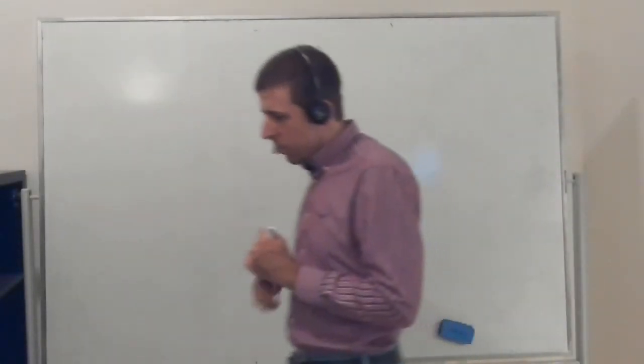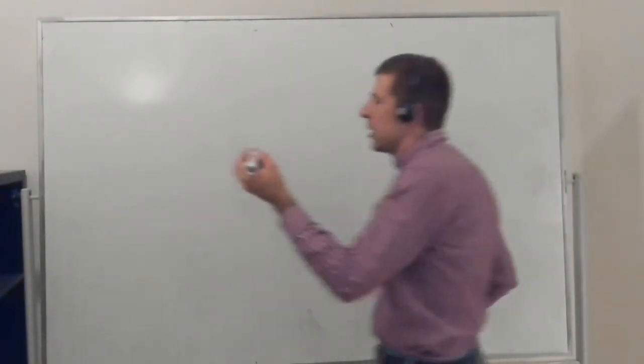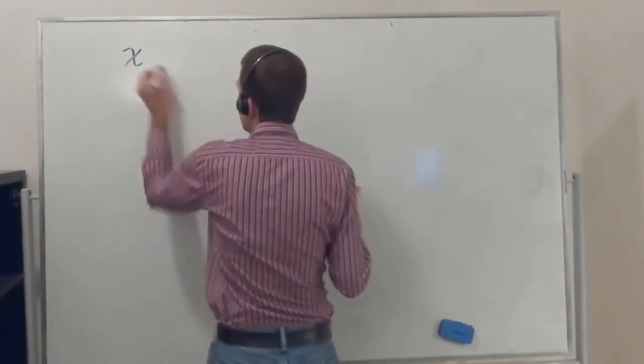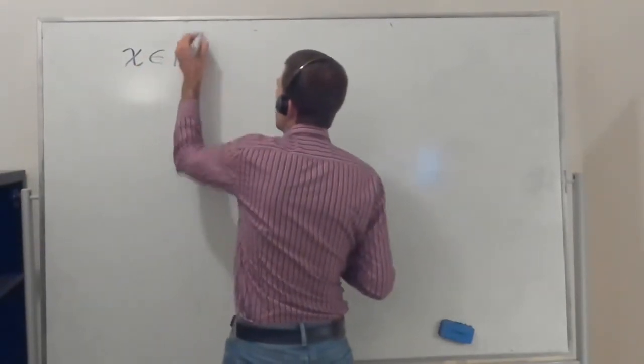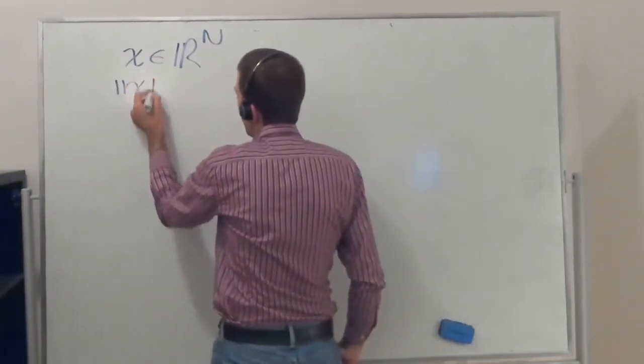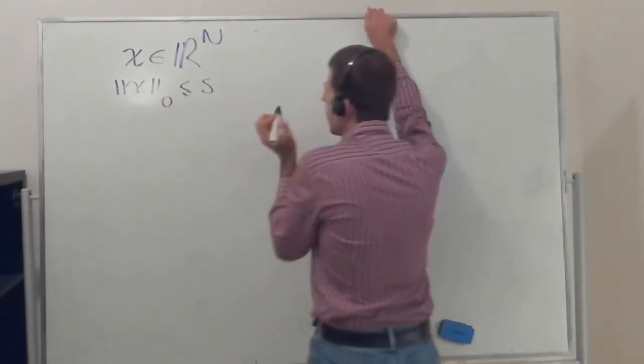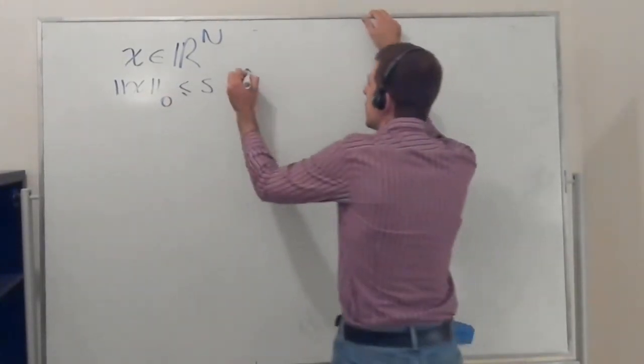So today we'll talk about compressed sensing. Okay, so the idea of compressed sensing is the following. First I'll describe it mathematically. We have a vector x in n dimensions. Think of n as very, very large. But we know that this vector is S-sparse, meaning that it only has S non-zero components.